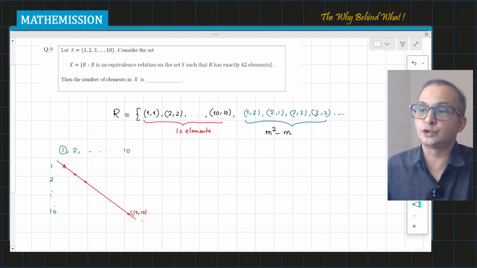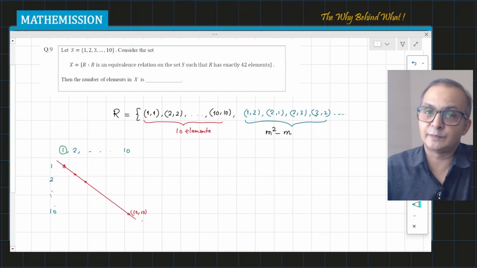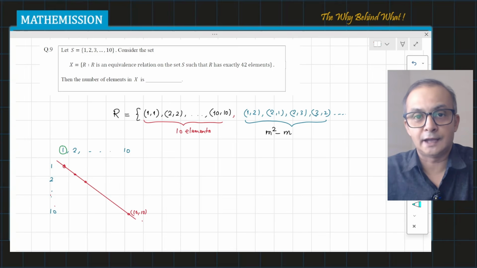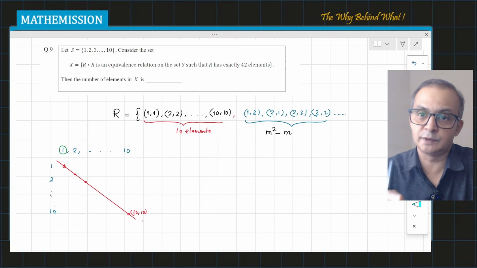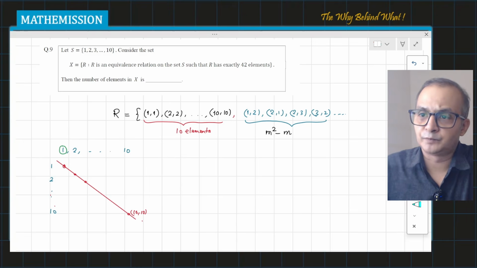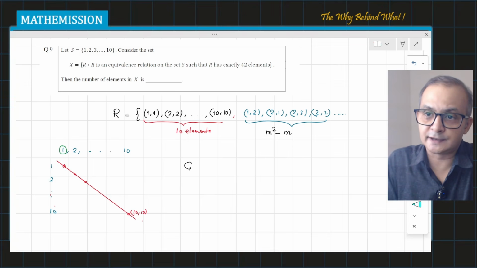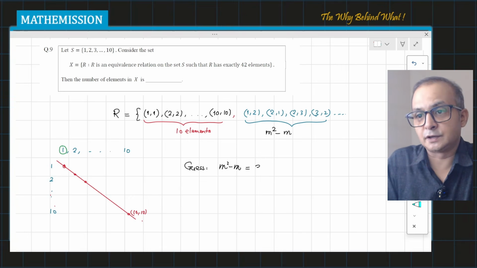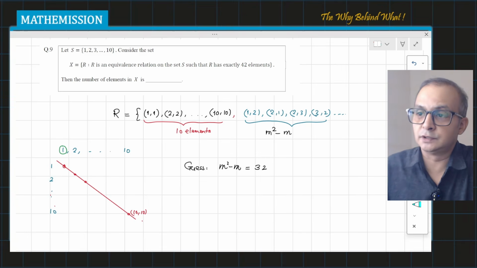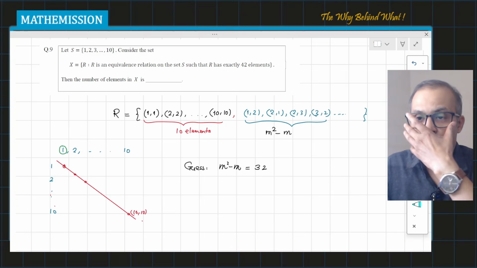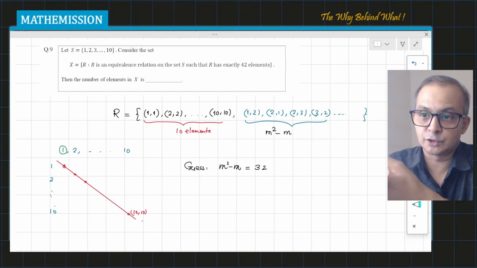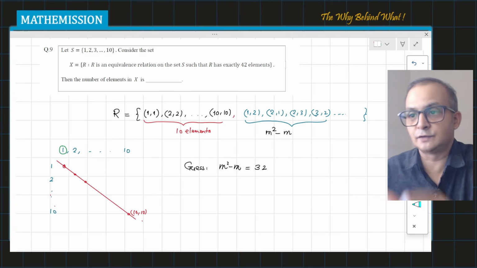Let's say you selected 1, 2, 3; the same thing will work. 9 elements will be there in total, out of which the 3 elements on the diagonal will be excluded. In this way I have m squared minus m. So I claim, or I guess, that m squared minus m should be 32. Then only the total number inside this set will be 42. So I have to find the value of m so that it fits. If it does not fit, then we will see what will happen.